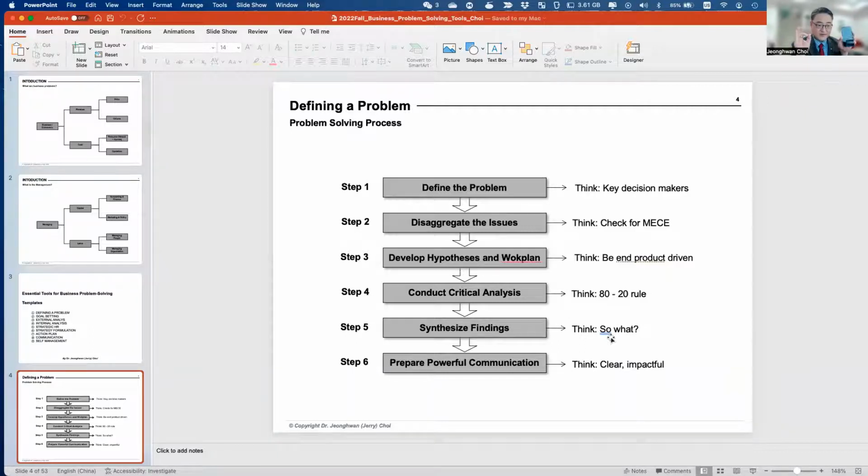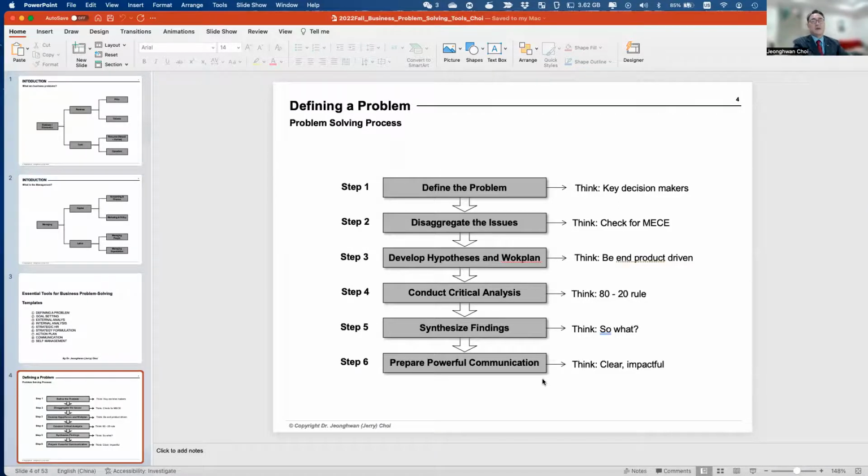iPod, computer, web browser. iPod, web browser, communication. Then we must be able to persuade people by using powerful communication. That's our job.